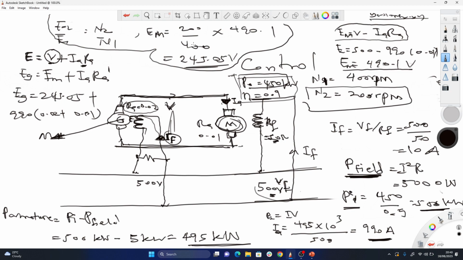So once I have the E at 200, that's the E of the motor here. That E is supplied from the generator. So the generator E equals the drops plus the E of the motor here. So the E of the motor is becoming the V of the generator. That makes sense, right?